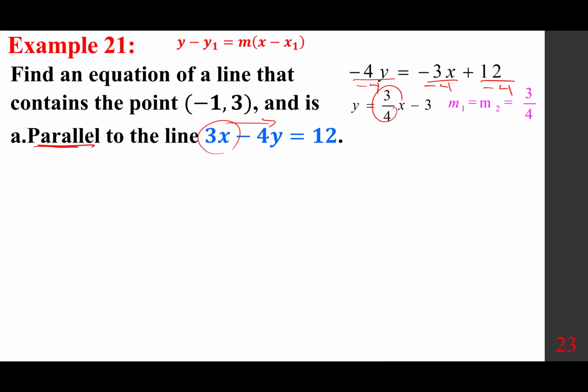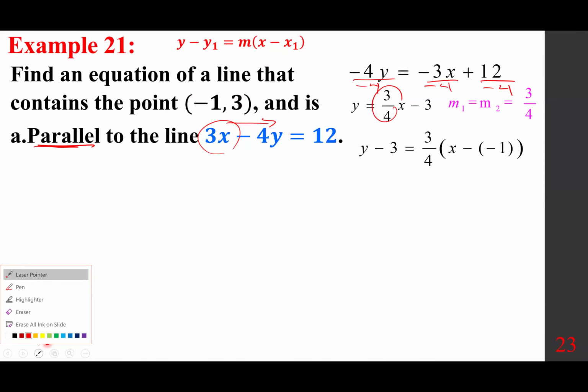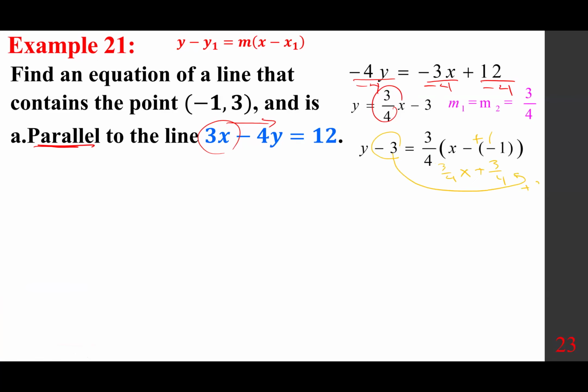y minus y1 equals m times (x minus x1). So y minus 3 equals 3/4 times (x minus minus 1), or x plus 1. So as you can see, this becomes plus 1. And so we have 3/4 x plus 3/4. This moves, becomes plus 3, and we get 3 times 4, 12 plus 3, 15 over 4. This would be the final answer.